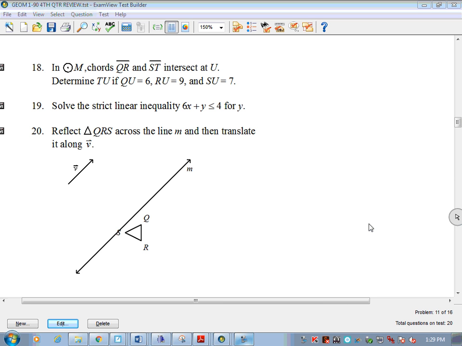All right, 20. Reflect triangle QRS across line M and then translate it along V. You should wind up with something that looks about like this and then move it up. Something that looks similar to that; we're not getting into exacts. So that is the review. It's only 20 questions, which means most of the questions on the test should be fairly similar.